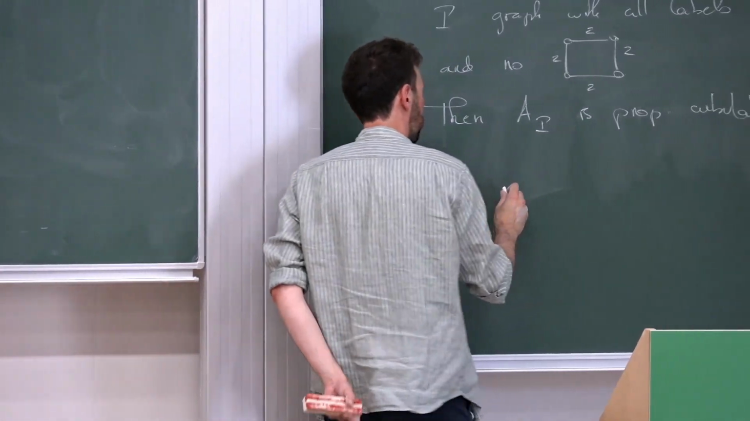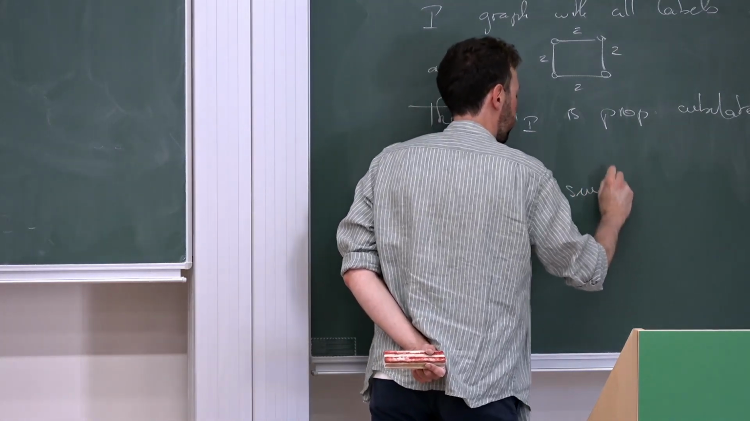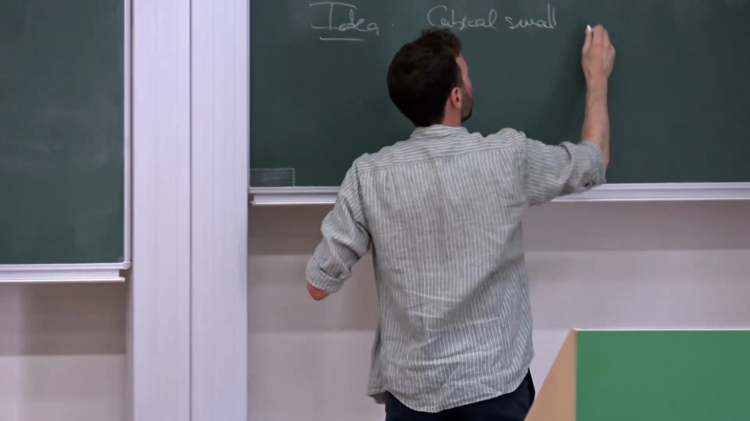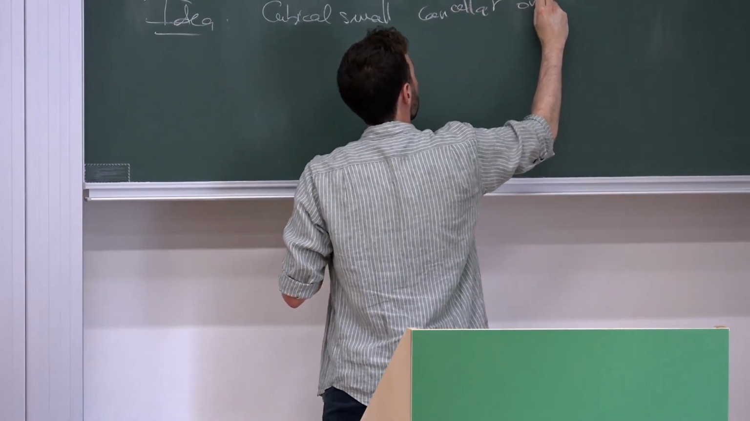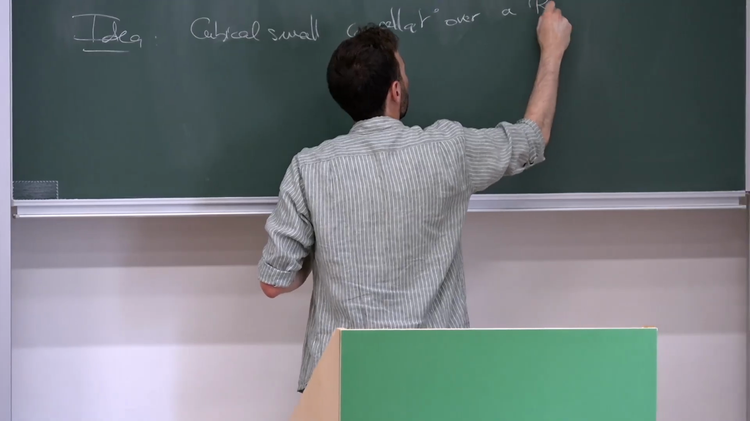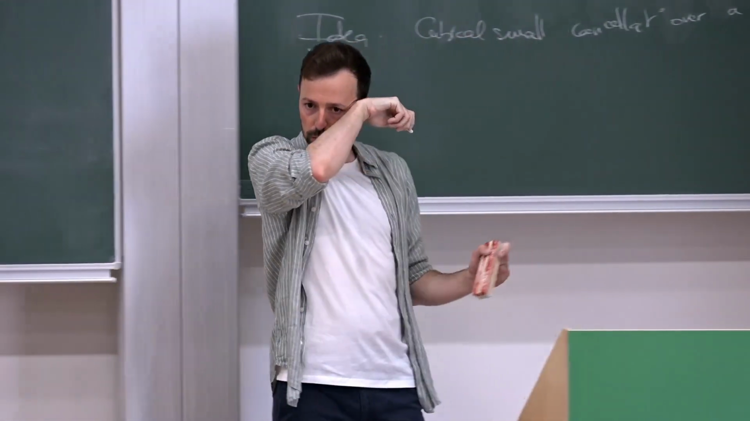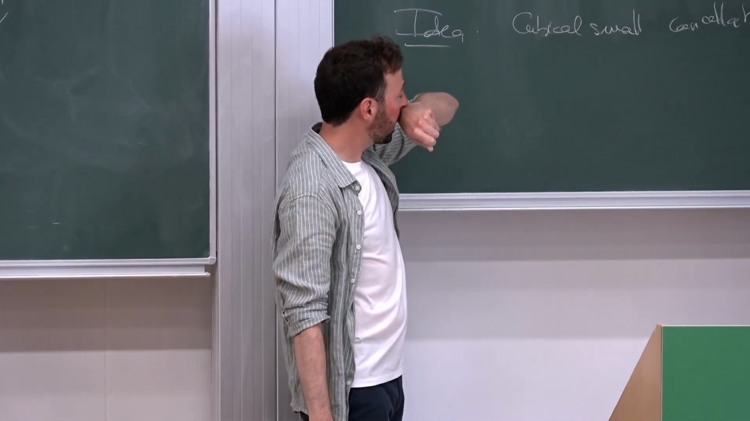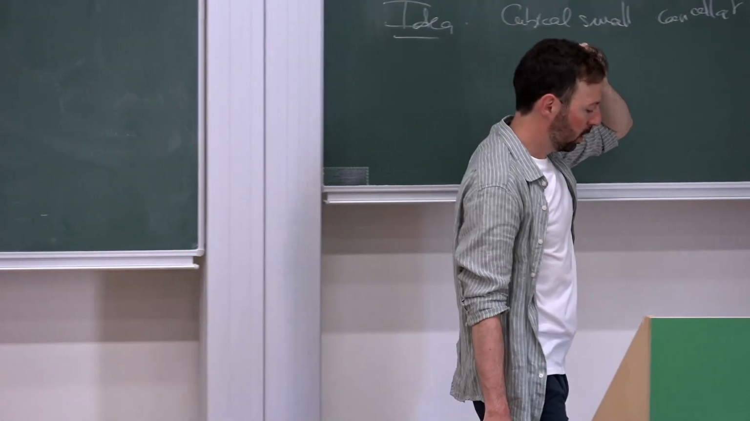And the idea here is going to be similar to what we did before, but instead of doing cubical small cancellation over a free group, it's going to be cubical small cancellation over a RAAG. Can you read the board? Oops, sorry. The RAAG corresponding to just keeping the two relations. Doing this sort of cubical small cancellation over a RAAG, this idea appeared in Wise as well.